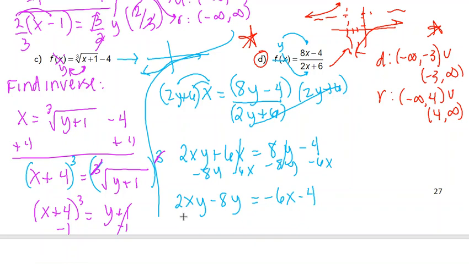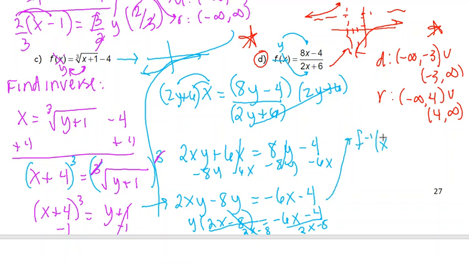My printer's right here. Then what's so cool about this is you have all the y's on one side, except there are two of them. So I need you to think about how we're going to make it into one. And what you do is you factor out that y. And when you factor out the y, it makes it occur only one time. And then you can easily solve for y by dividing by 2x minus 8. And so then you end up getting y equals, except remember it's not y equals, it's f inverse of x equals (negative 6x minus 4) over (2x minus 8). And that is the inverse of that one.